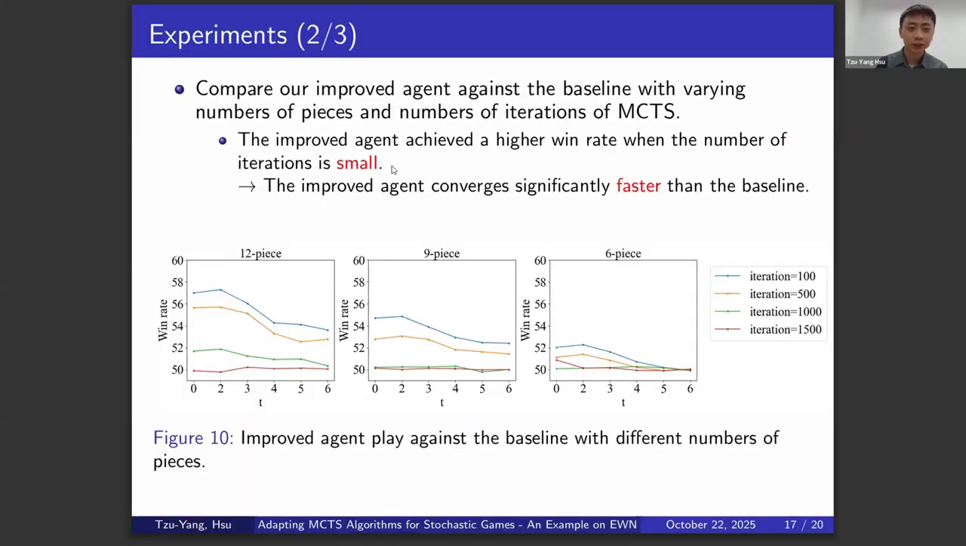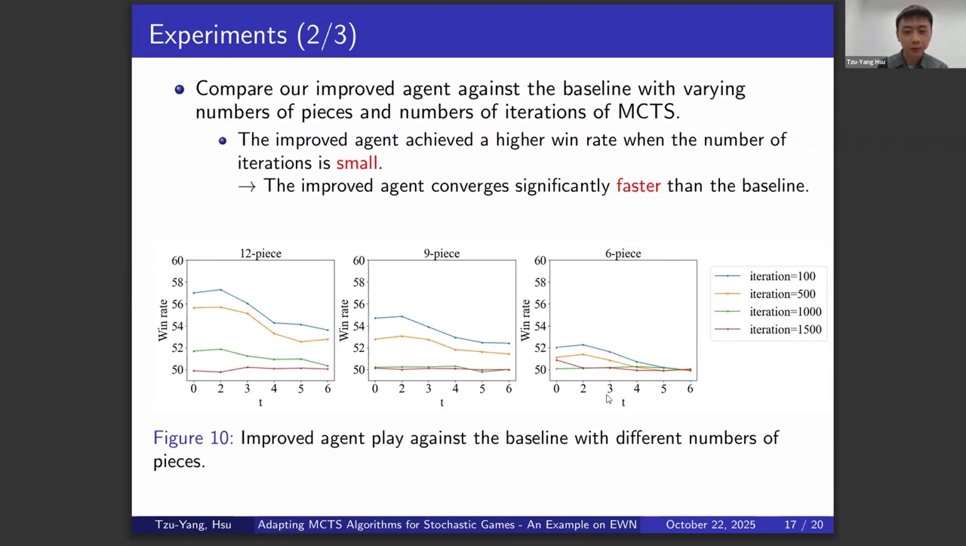In these experiments, we compare our improved agent against a baseline with varying numbers of pieces and numbers of iterations of MCTS. In these diagrams, the x-axis represents that we use a T-piece endgame database in simulations, and the y-axis represents the win rate from the perspective of our improved agent, and different line colors represent the different iterations.